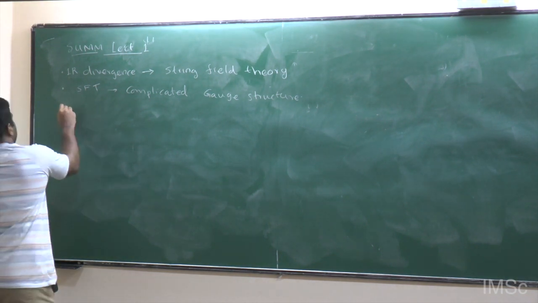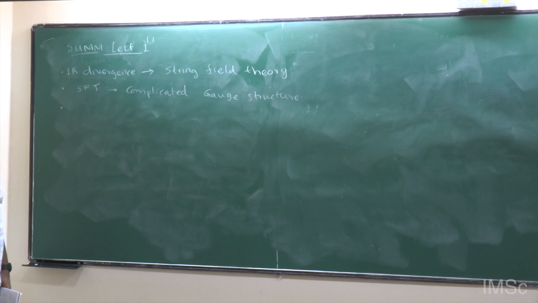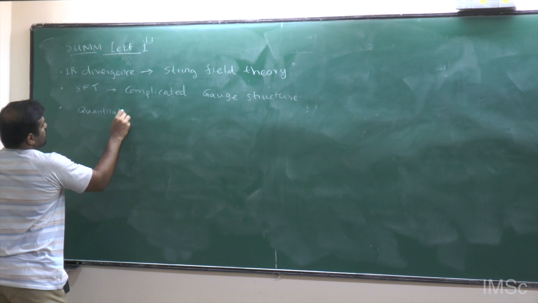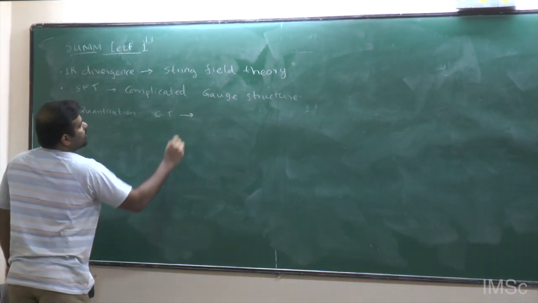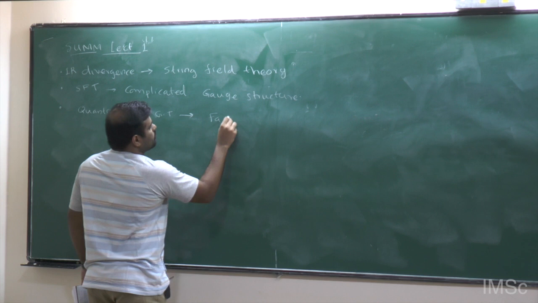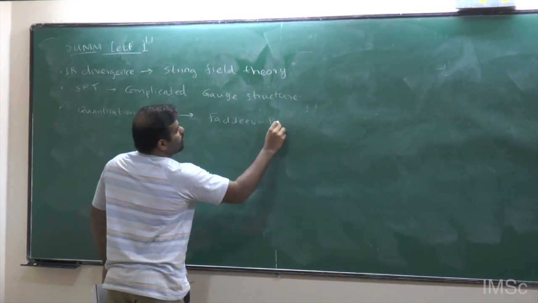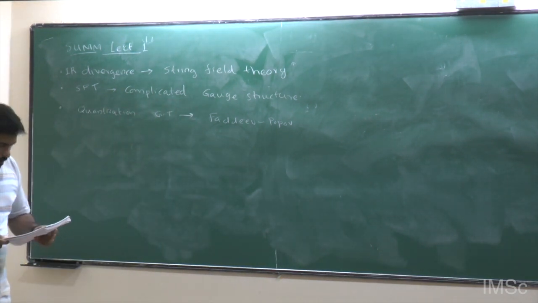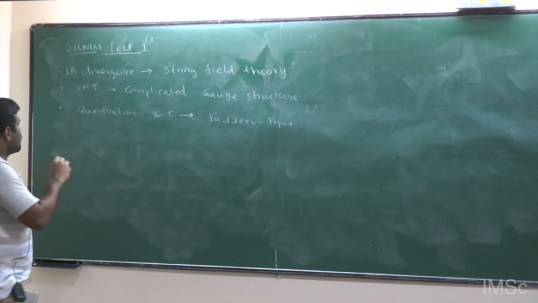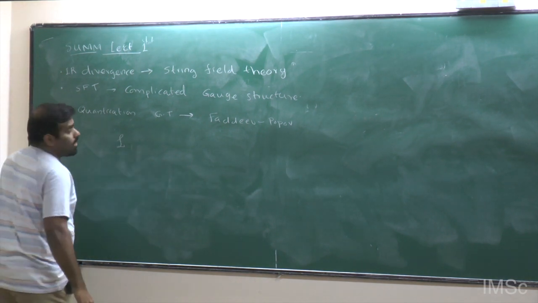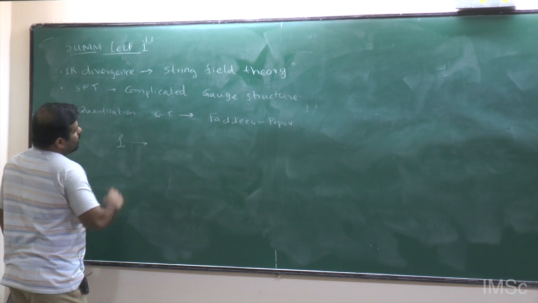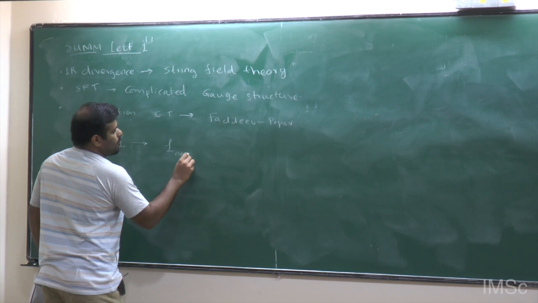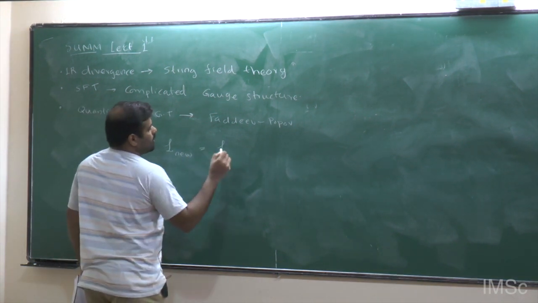What do I mean by a complicated gauge structure? We discussed that if you have a relatively simple gauge theory, quantization of such a gauge theory can be done using the Faddeev-Popov functional integration method. In Faddeev-Popov, we start with a classical Lagrangian, and then we gauge fix it, and after adding certain auxiliary fields, we get a new Lagrangian.